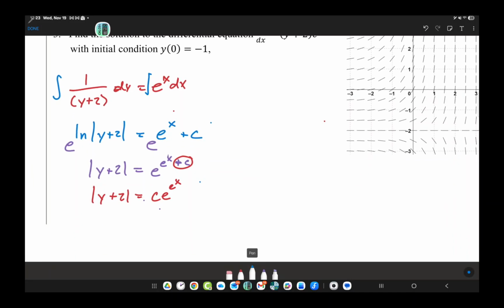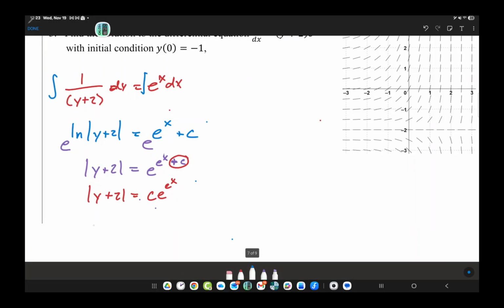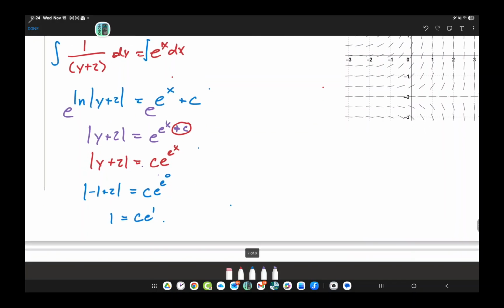All right. We plug in 0 for x and negative 1 for y. We get after that negative 1 plus 2 equals c e to the 0. Now, negative 1 plus 2 is 1. The absolute value of 1 is 1. What is e to the 0? 1. So I get c e to the 1. And that means c is what? 1. Yep, 1 over e.